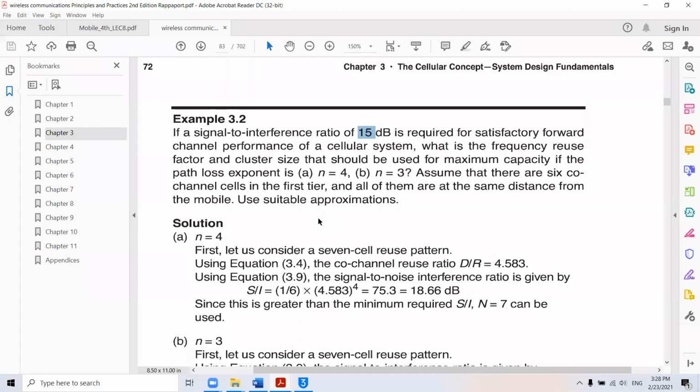Enhancing the capacity of the cellular communication system. At that time we are going to consider sectoring.